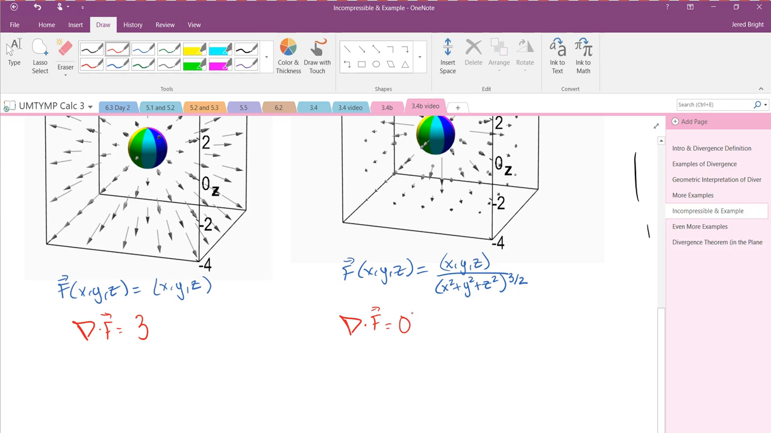Really what you would see at any point in space is that if we take a little ball, what we would see is that the flow in is the same as the flow out. So we would say that in the second one, that vector field is incompressible when we look at the divergence.